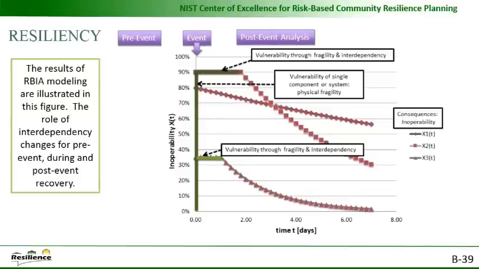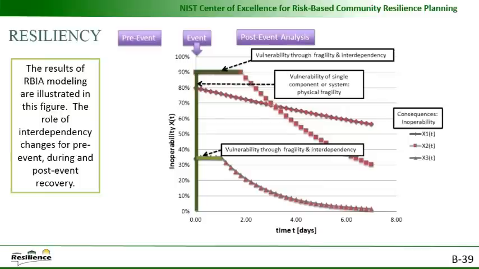The results of RBIA modeling are illustrated in this schematic. The resiliency curves are shown as color-coded with the risk formulation to indicate the effects of interdependencies on the hazards that are shown in purple for pre-event, event, and post-event recovery. Vulnerabilities are shown in green, and consequences are shown in red over time.